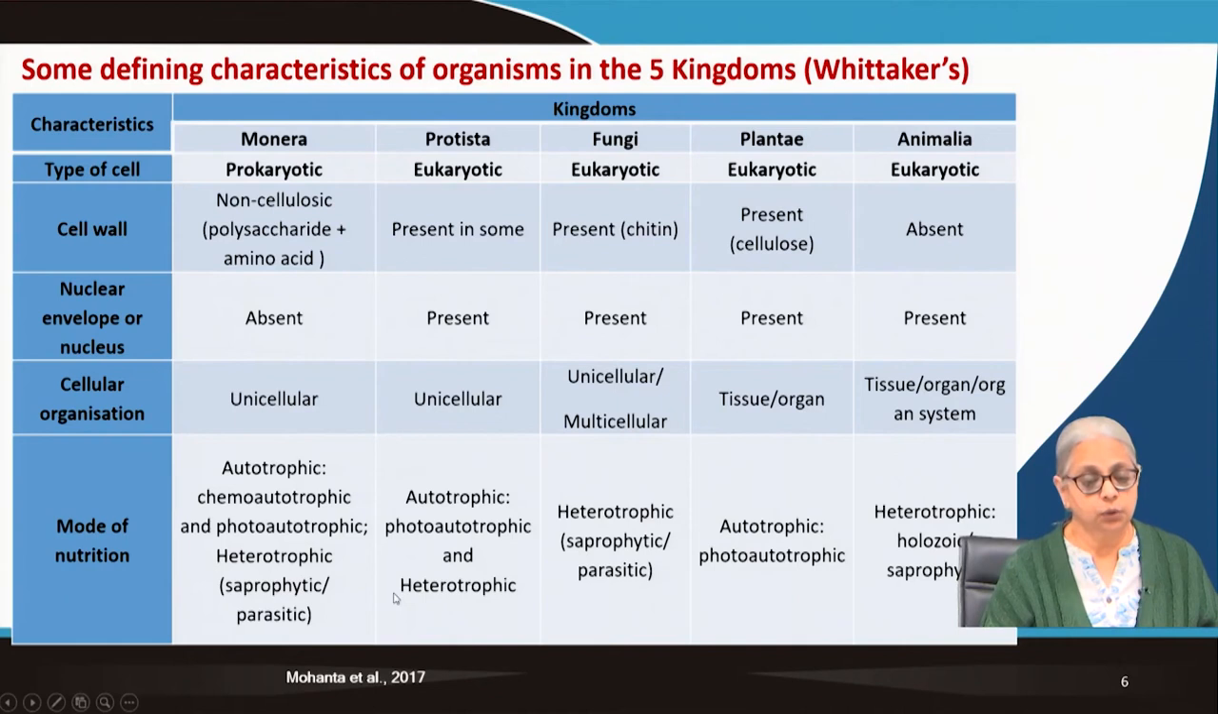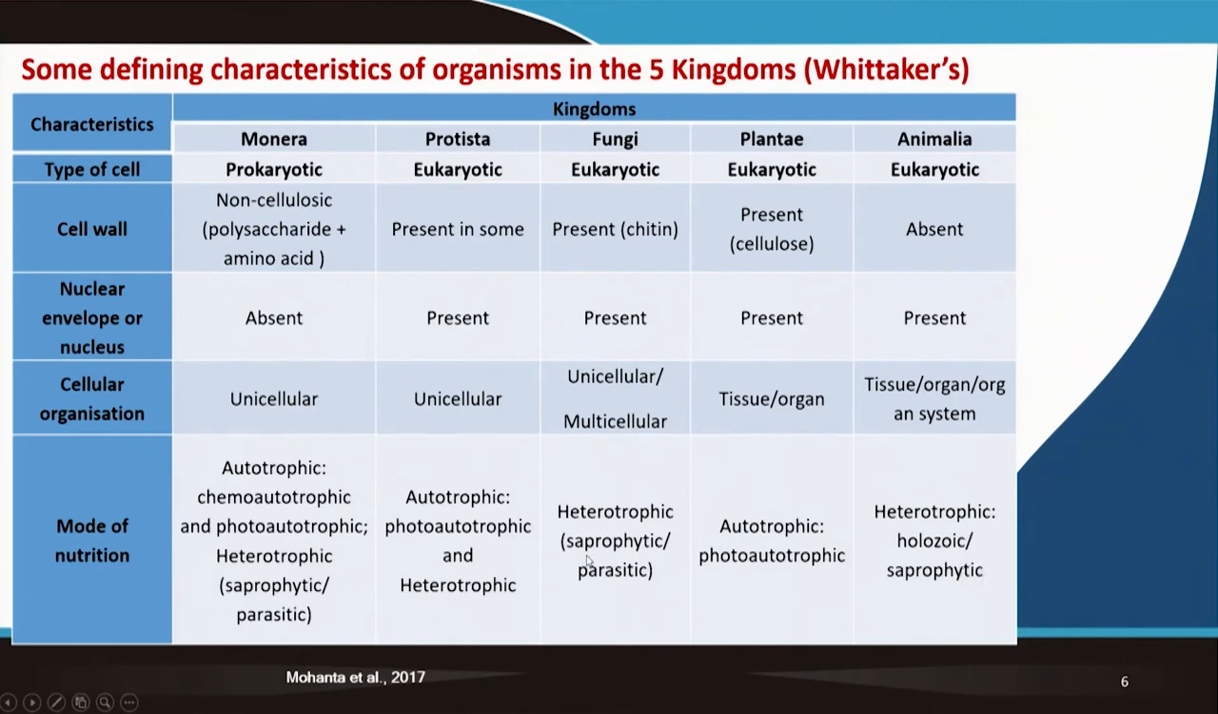So let's take a quick look at Whittaker's classification also. Whittaker's classification, which is what we learnt in school, so that's why I'm reiterating it here, is, like I said, based on methods of nutrition and certain characteristics of the organism. So these are five kingdoms: Monera for all prokaryotes, Protista, fungi, plantae, animalia. So within eukaryotes you have four kingdoms, and within prokaryotes you have just one.